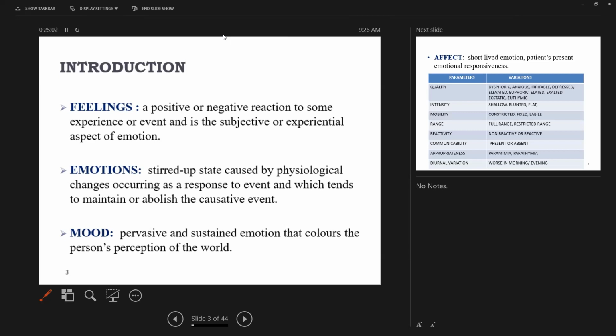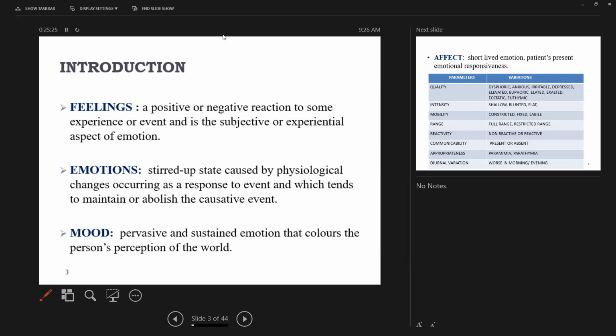Sir, emotion is the state which is caused by physiological changes. So mood is more of a background. Yes, it is formless. It is not linked to any object or situation or event. Something that is linked to an object or situation or event becomes an emotion. And affect is our cross-sectional assessment of that emotion.